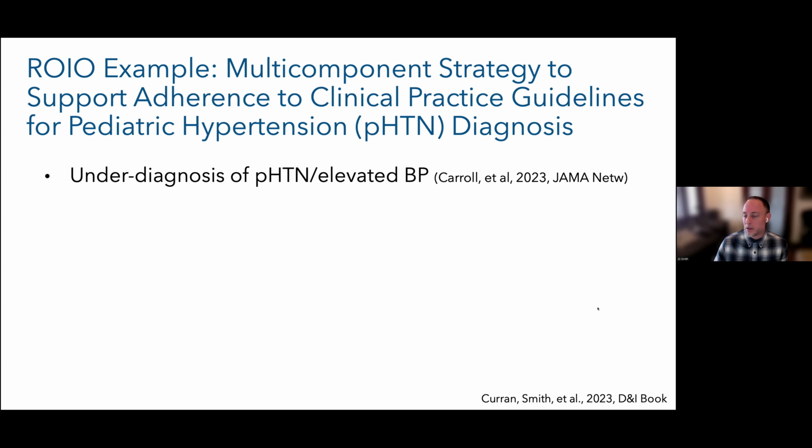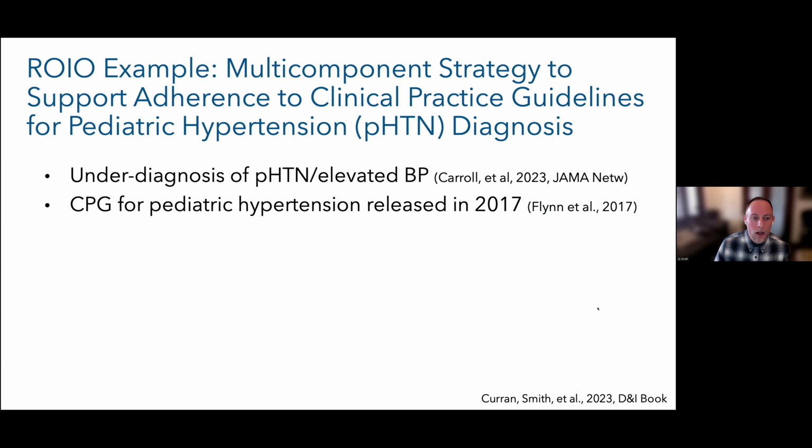The context for this is that there's a pretty well-known underdiagnosis of pediatric hypertension or elevated blood pressure. The population prevalence is only about 4%, so it's not a very common disorder, but when you look at multiple studies, it's less than 30%, about 30% of kids who actually have the diagnosis ever get diagnosed in primary care. And if you don't get diagnosed, there's no treatment. There usually are no treatment plans associated, of course. And so it's a problem.